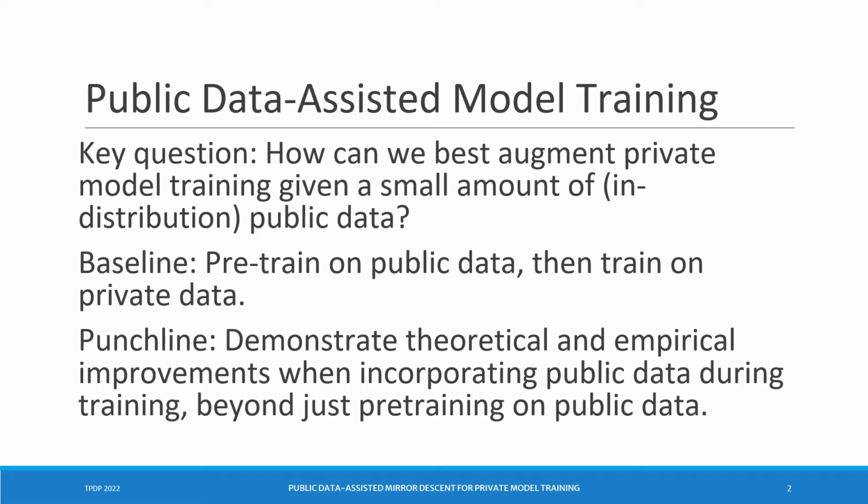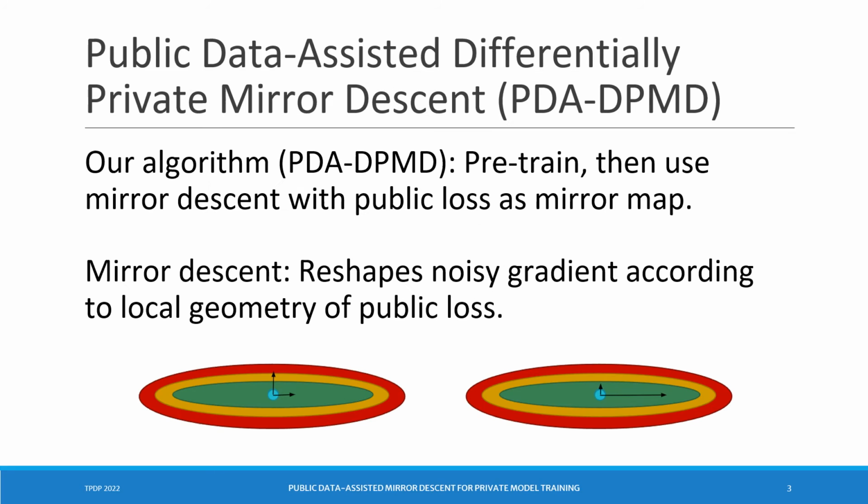And the baseline that we'll compete against is just pre-train on the public data and then train on the private data afterwards. So sort of the punchline of this talk and this work is that we give an algorithm that demonstrates both theoretical and empirical improvements when incorporating public data beyond just the pre-training. So the algorithm we propose, called PDA-DPMD for short, is to pre-train on the public data and then run mirror descent on the private data using the public loss as the mirror map.